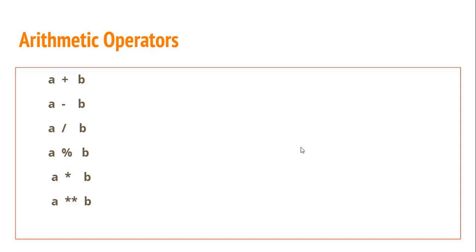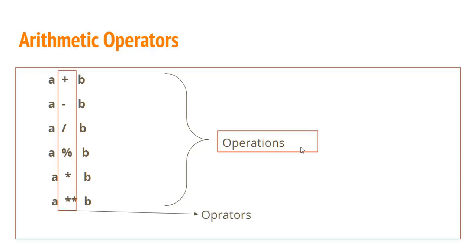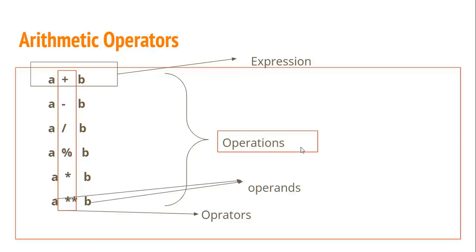In JavaScript, operations like a plus b, a minus b, a divide b, a modulus b, a multiply b, a exponent b are called arithmetic operations. The symbols plus, minus, divide, multiply, etc. are called arithmetic operators. The entire construct, such as a plus b, is called an expression. The variables or values a and b are called operands.